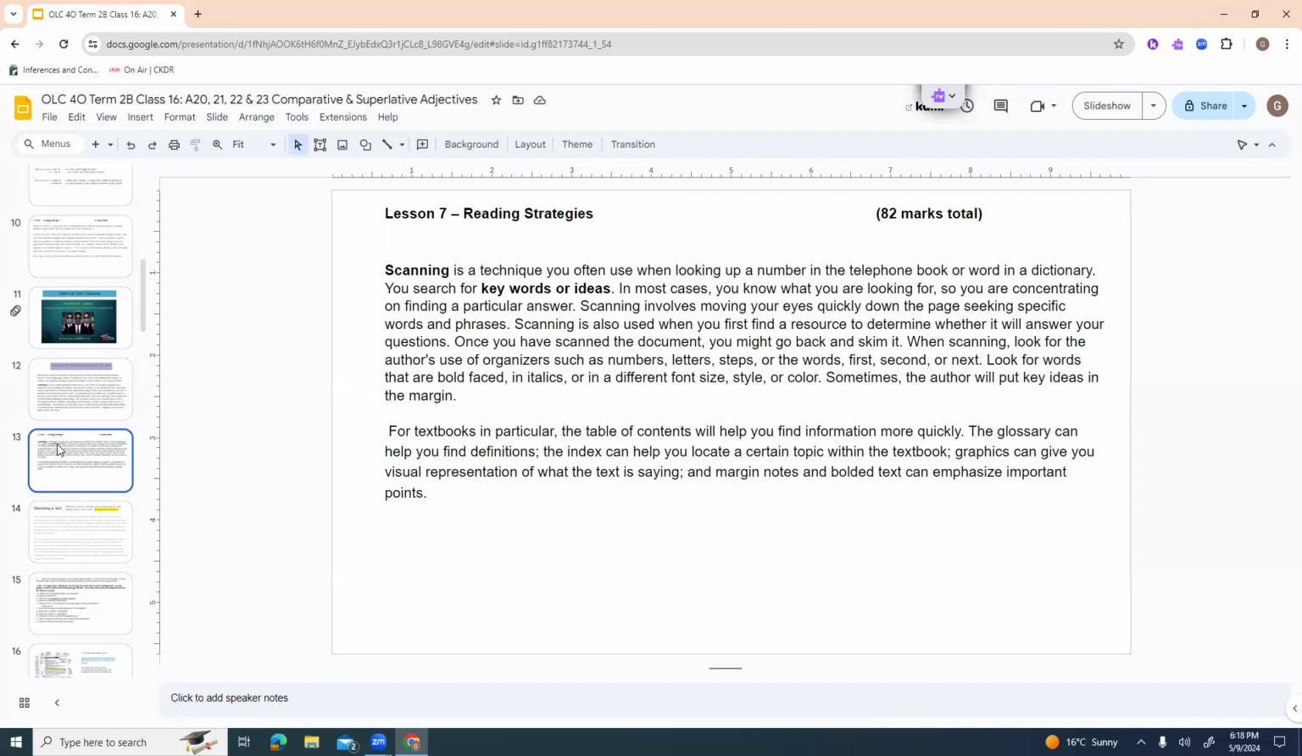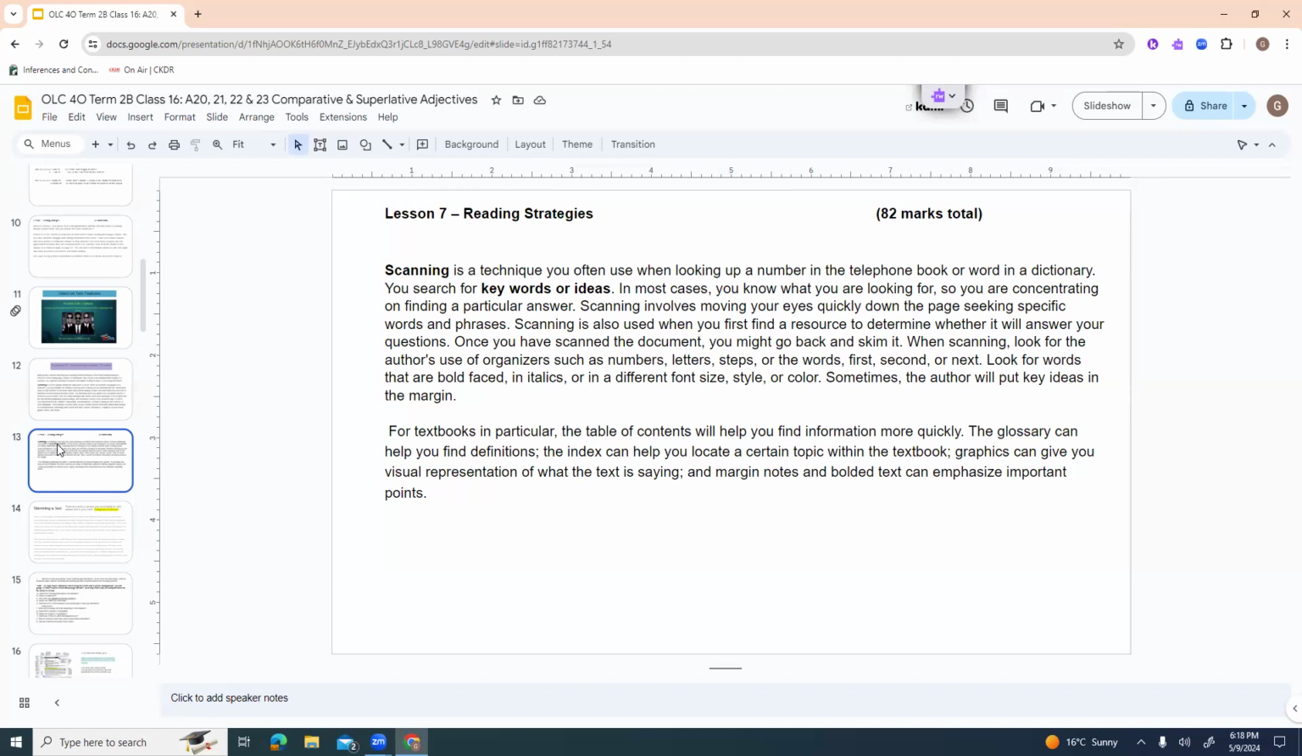When scanning, look for the author's use of organizing features such as numbers, letters, steps, or words like first, second, next. Look for words that are bold-faced or in italics or in a different font size, style, or color. That's usually a key way that they show important information. Occasionally, an author might put a keyword or idea in the margin, sometimes in a big colored box.